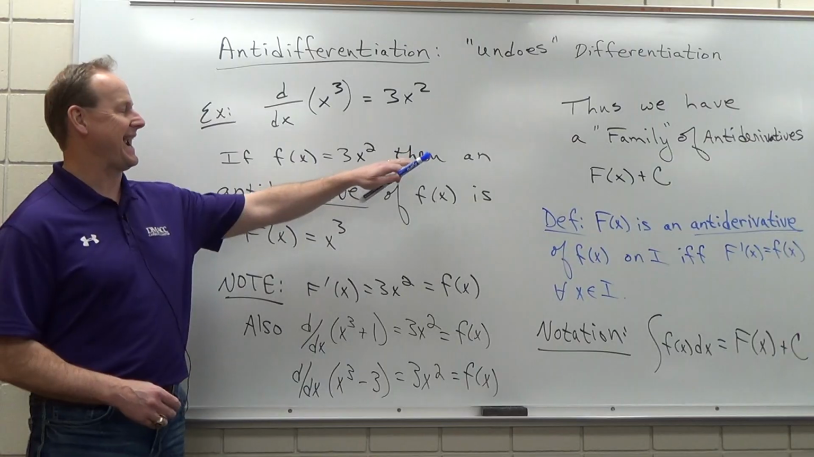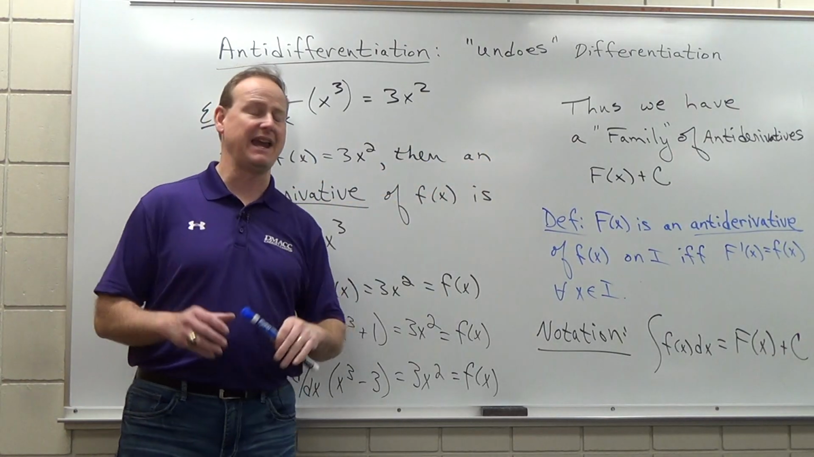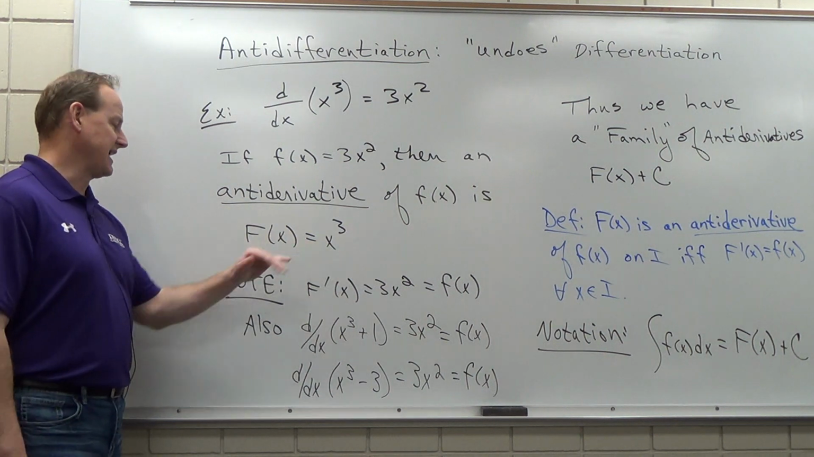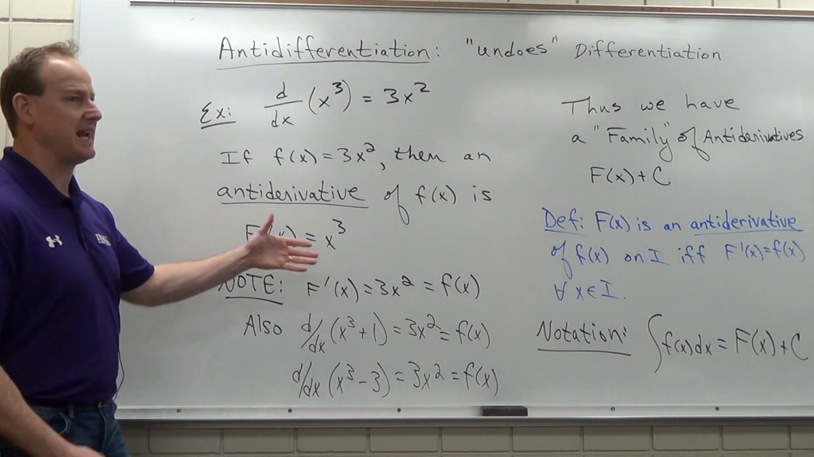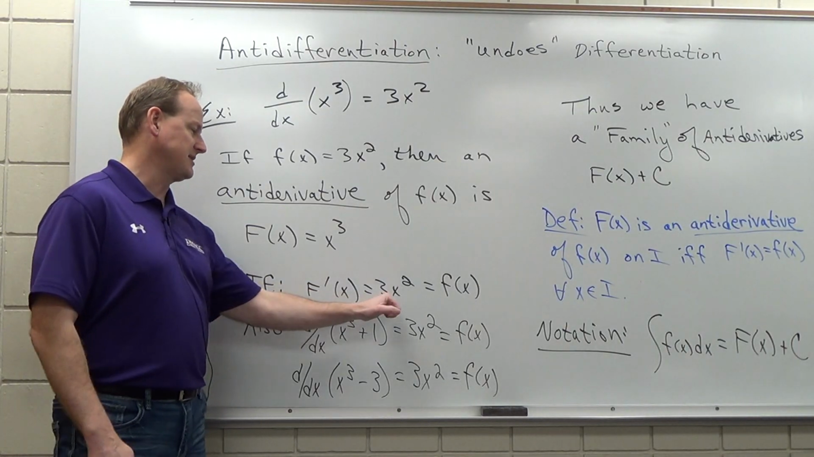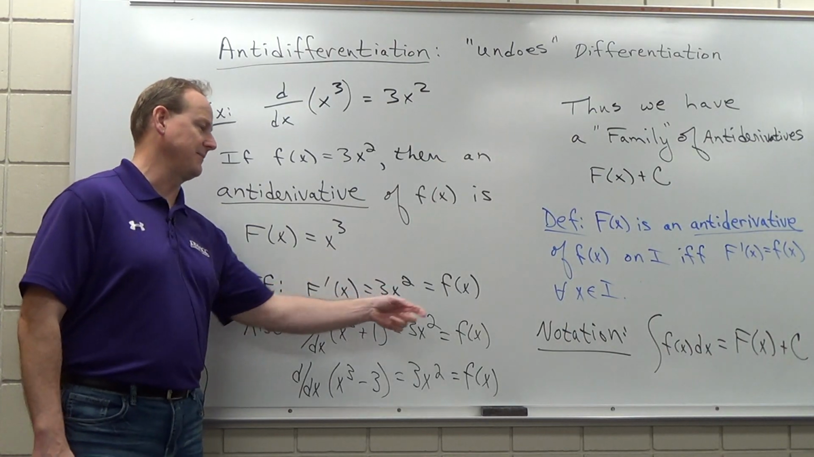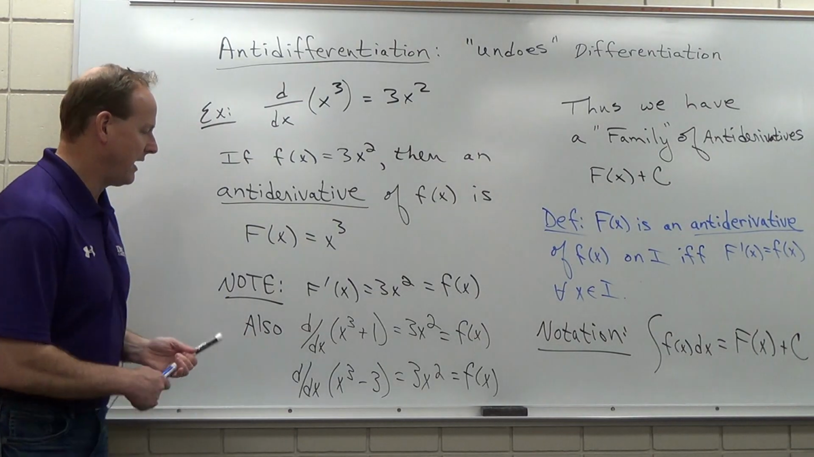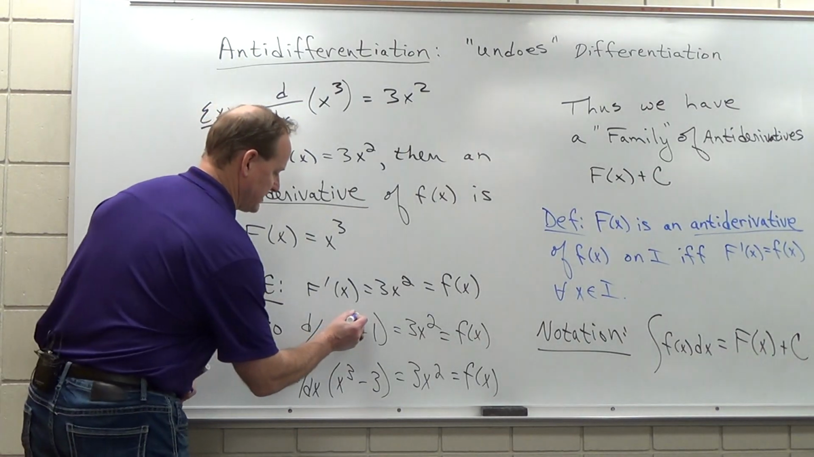And why did I say an antiderivative, not the antiderivative? Because there's going to be more than one. This is an antiderivative because if we take the derivative back, capital F prime at x is going to be 3x squared, right? And that equals little f of x. However, there are some other functions that would do the same thing.